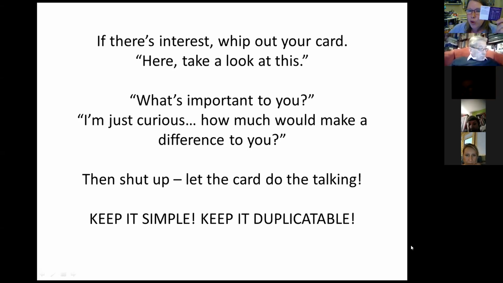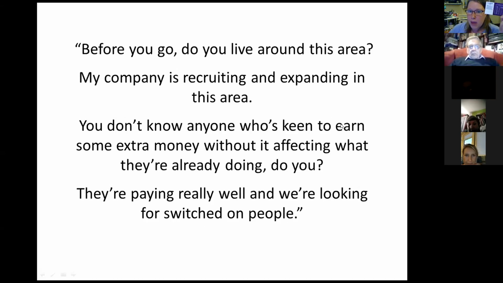This is where we've got to keep it really simple. The script is what we've got on the previous page. Before you go, you live around this area, my company is recruiting and expanding in the area, and you don't know anyone who's keen to earn some extra money without it affecting what they're already doing, do you? They're paying really well, and we're looking for switched on people. This is all we needed to be saying, 4 sentences.